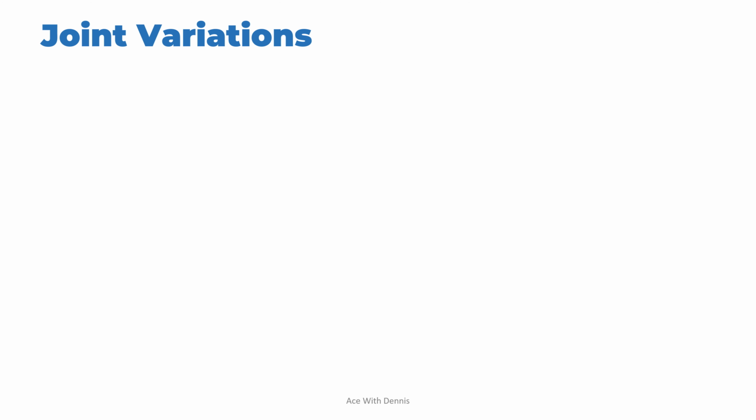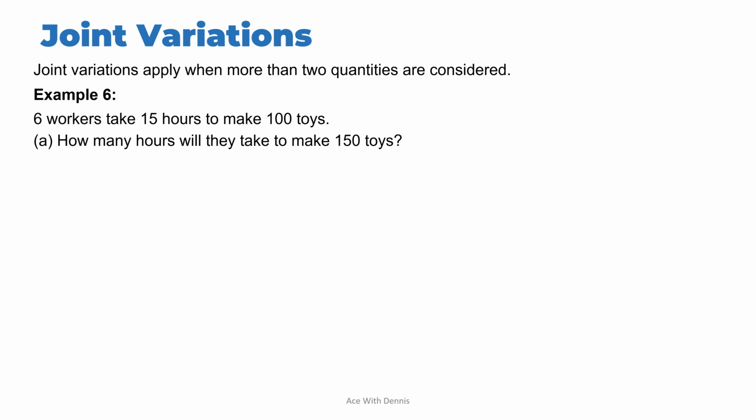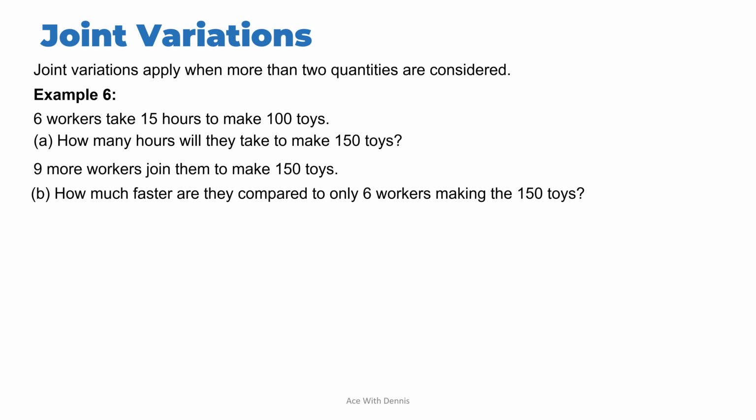Lastly, let's talk about joint variations. Joint variations apply when more than two quantities are considered. Example 6, we'll talk more about joint variations. 6 workers take 15 hours to make 100 toys. A. How many hours will they take to make 150 toys? 9 more workers join them to make 150 toys. B. How much faster are they compared to only 6 workers making the 150 toys?